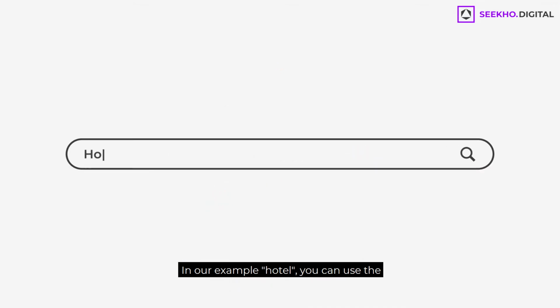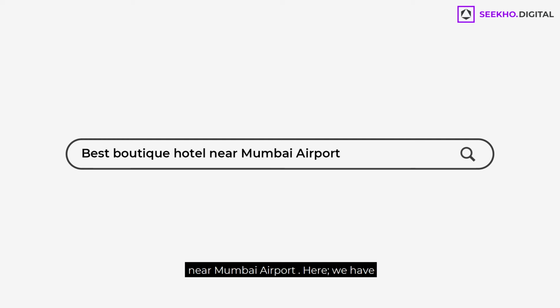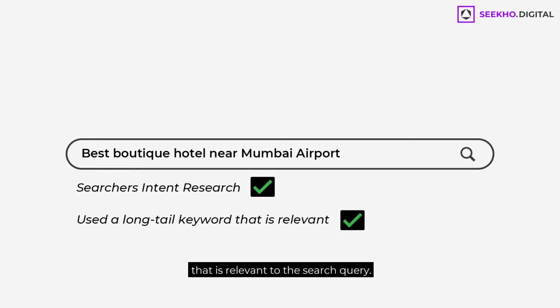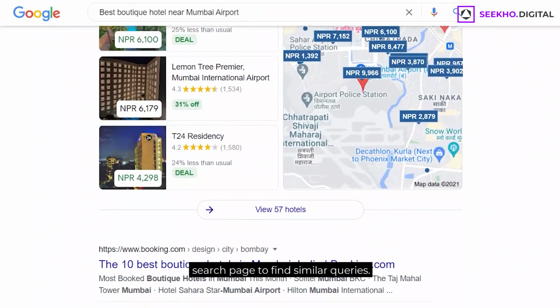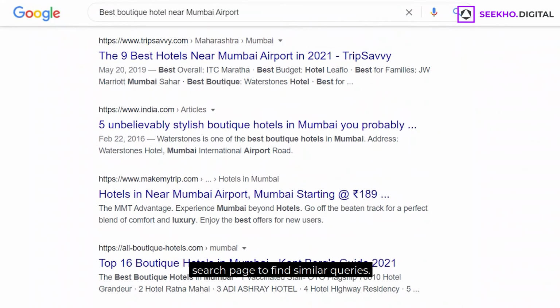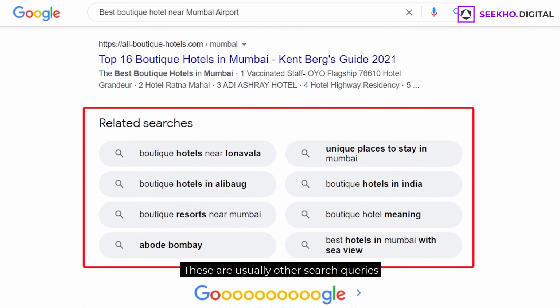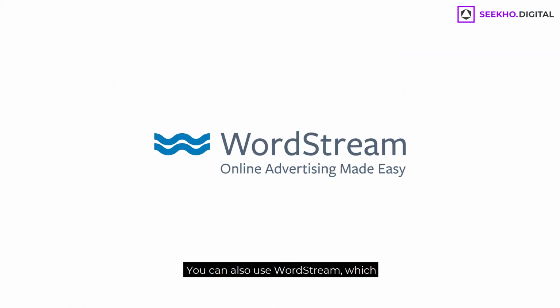In our example, hotel, you can use the long-tail keyword, best boutique hotel near Mumbai airport. Here, we have researched the intent of the searcher and then used a long-tail keyword that is relevant to the search query. You can also search these long-tail keywords on Google and scroll down the search page to find similar queries. These are usually other search queries people make when they are looking for content similar to the one you are promoting. You can also use WordStream, which is a free keyword research tool.